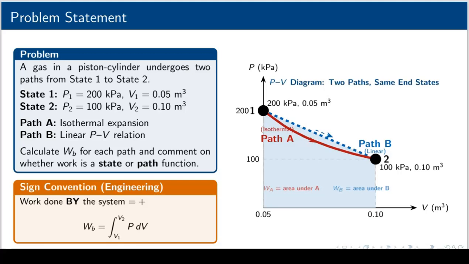Work done by the system is positive. So WB is equal to the integral from V1 to V2 of PdV. Look at the PV diagram. Both paths connect the same two end states, point 1 at top left and point 2 at the bottom right. But the areas under the two curves are clearly different. That is the key idea.